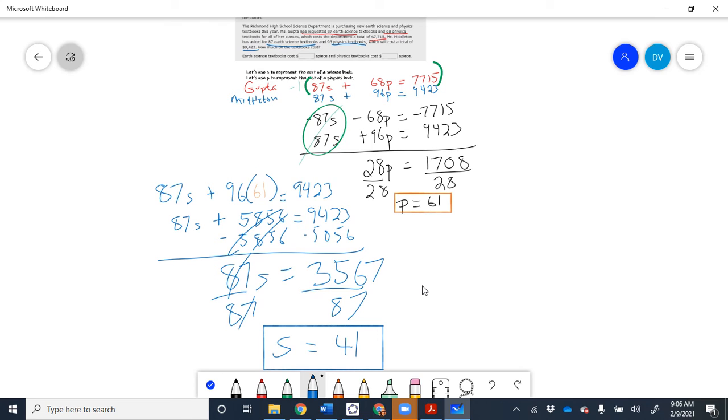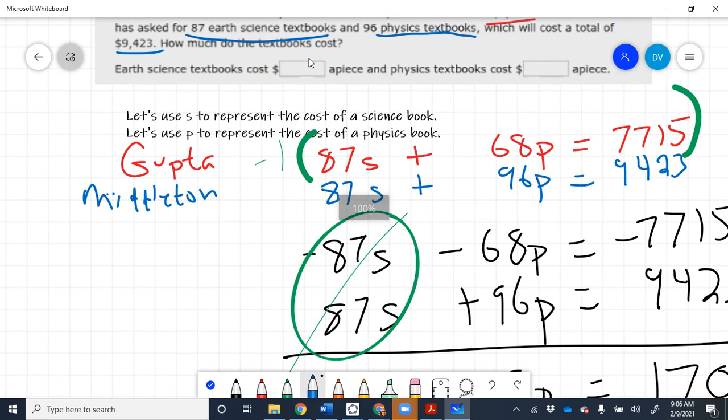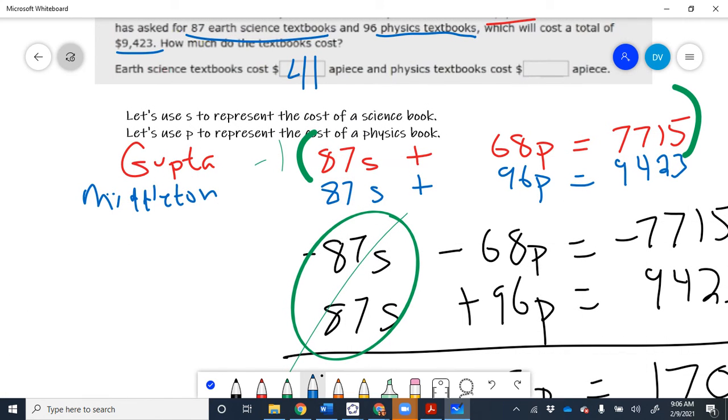Okay, now we're done with the problem, but I'm going to make sure that you see, like always, we don't want to put these in on Excel until we're sure that they're right. If you need time to write that down, go ahead and write it. I'm just going to put it up here at the top. Science books are $41, and physics books were $61.